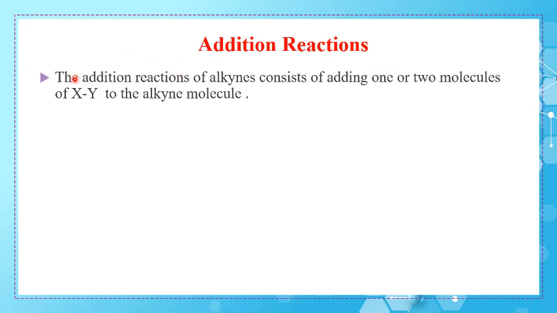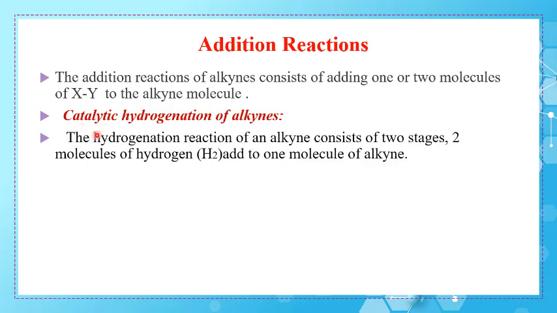Addition reactions. The addition reactions of alkynes consist of adding 1 or 2 molecules of XY on the alkyne molecule. XY can be H2 or Br2, Cl2, H2O, etc. But here we must take only 2 chemical reactions. The first one is the catalytic hydrogenation of alkynes. The hydrogenation reaction of alkyne consists of 2 stages. 2 molecules of hydrogen H2 add to 1 molecule of alkyne.